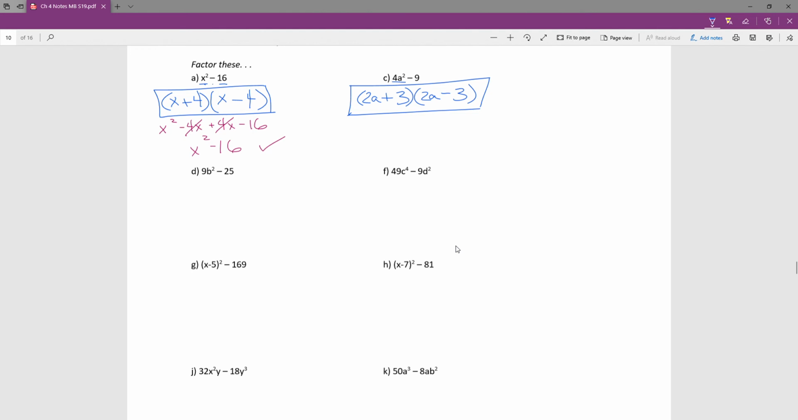our answer. For D, I recognize, is it a perfect square, or is it a difference of squares? So I have a perfect square, and a minus sign. So I can put down the two brackets. One bracket gets to be positive, one gets to be negative. In the first location, I take the square root of the first term. So the square root of 9 would be 3, and the square root of b squared is b. And so 3b goes in the first location of each of my brackets. And then the square root of 25 is 5. And so that goes in the second location in both of my brackets.